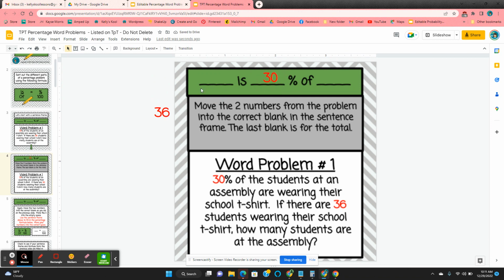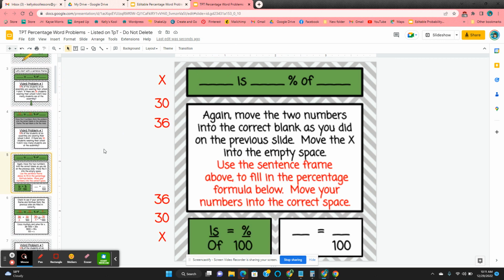Now, the number 36, they need to decide where that goes. Okay, so it tells them that the last blank is for the total. Well, there are not 36 students total, there's 36 students wearing a t-shirt. So it's not the total, so it's going to go in this first blank. And they move to the next slide, same word problem.